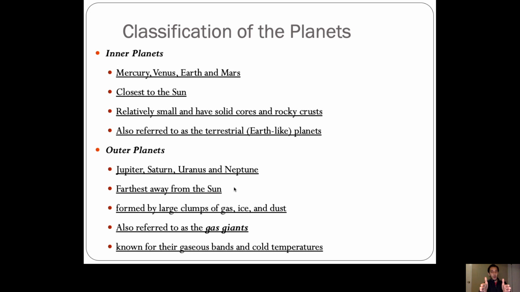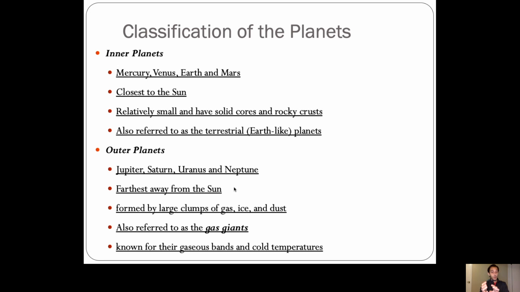After we get through those first 4 planets, we hit the asteroid belt, which is literally a ring of asteroids that's orbiting our sun. And on the other side of that asteroid belt, there are the outer planets: Jupiter, Saturn, Uranus, and Neptune. And they're further from the sun, okay? And they're formed by large clumps of gas, ice, and dust. And for that reason, we call them the gas giants, okay?